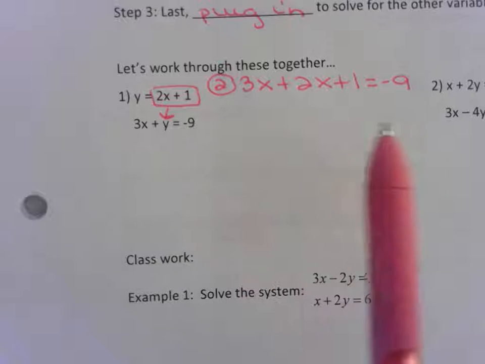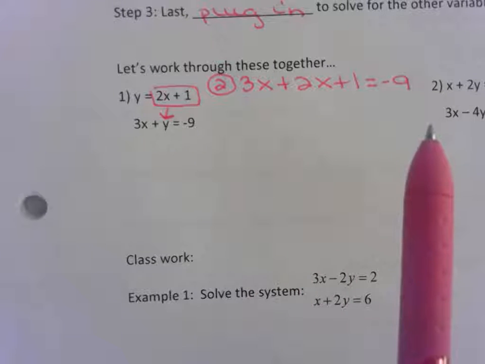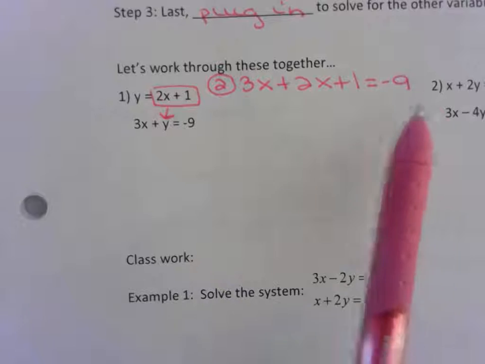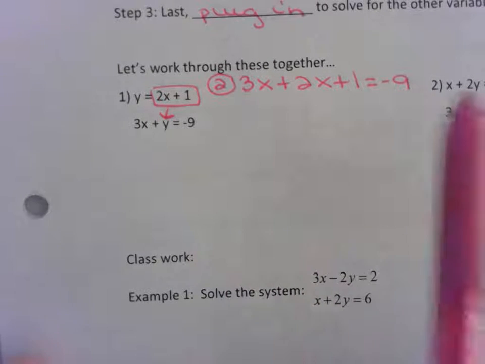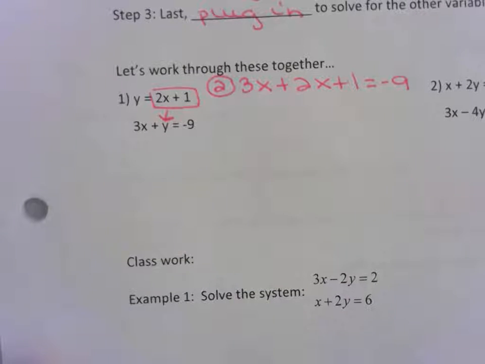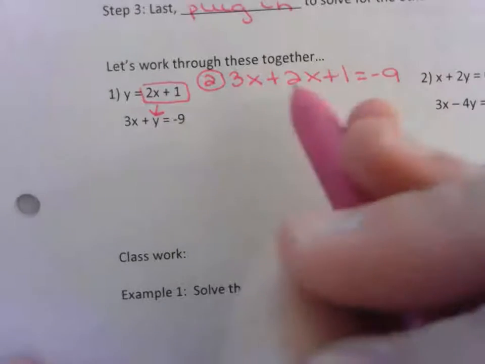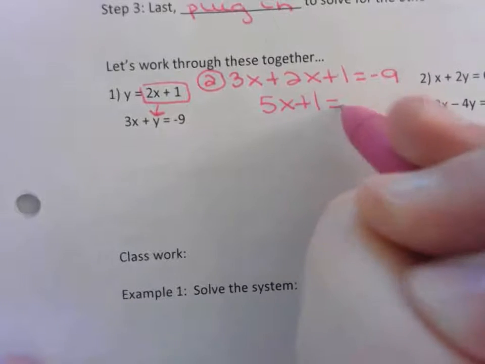Now, what do you notice about this equation? What's my only variable left? X. So I can solve this equation for x. This is an equation that you've done before. So we need to solve this equation for x. So what do I do first to solve this equation for x? Let's combine first. What's 3x plus 2x? 5x plus 1 equals negative 9.